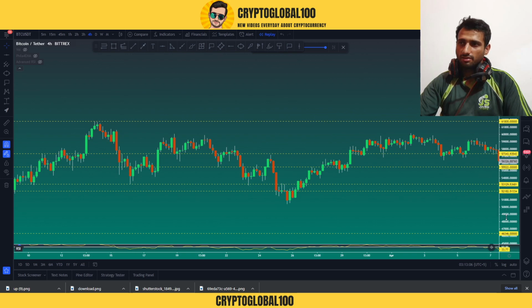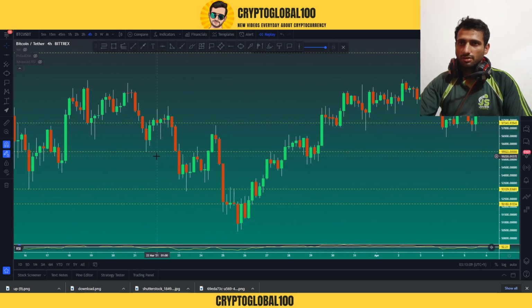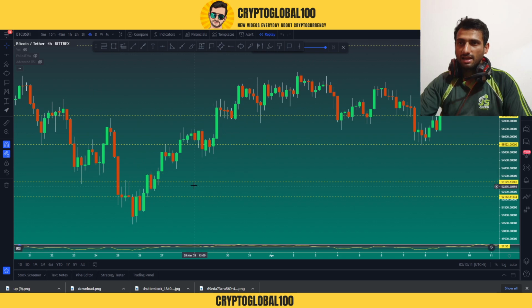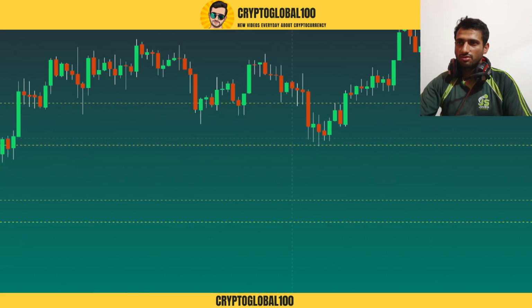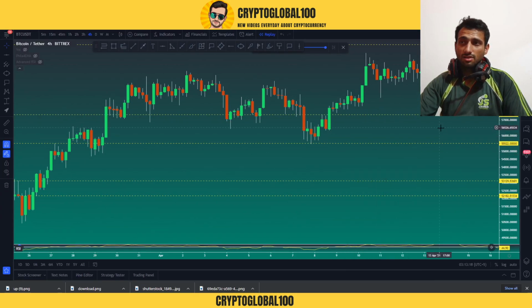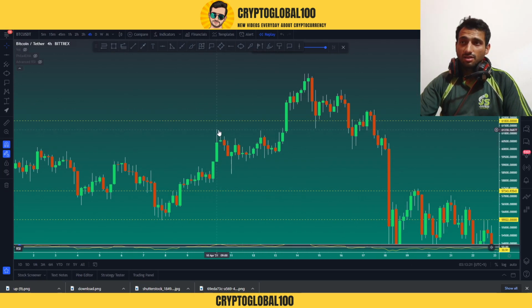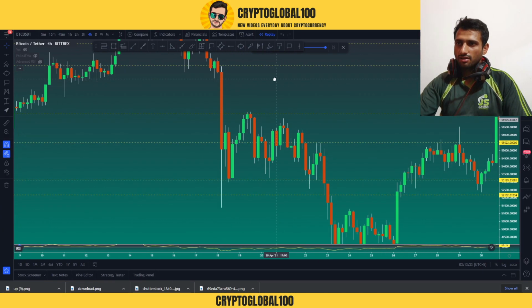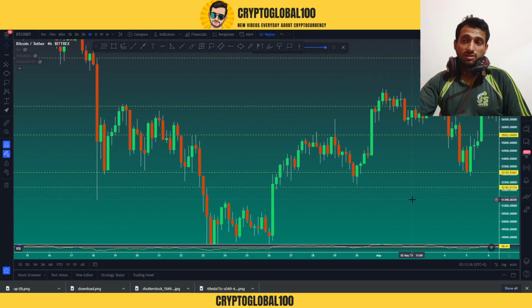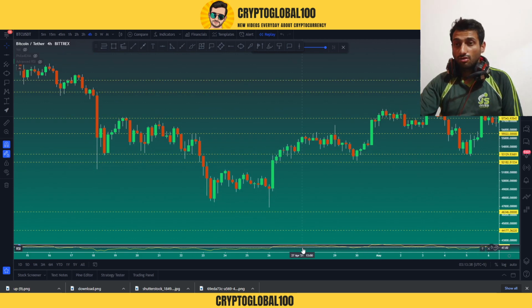There are multiple levels. If I move on, you can see how these levels are being respected. You see here we got rejections from this area, we got rejection from this area. Understand how the price is behaving. Now here we have another level, but I'm going to draw the body this time. So you can see here we have rejections at this area. So that was it, guys. This is the support level and how you can draw it. These are the horizontal support and resistance.